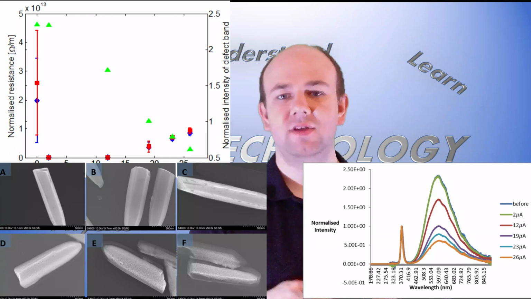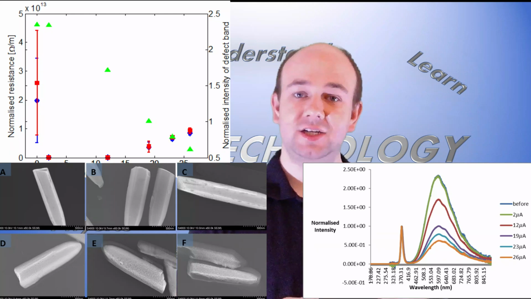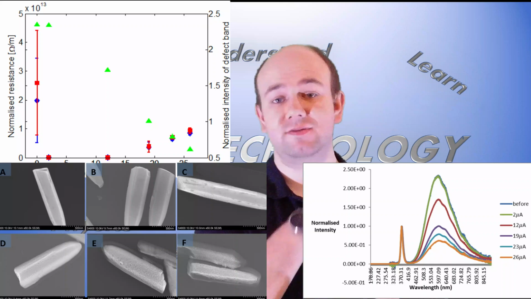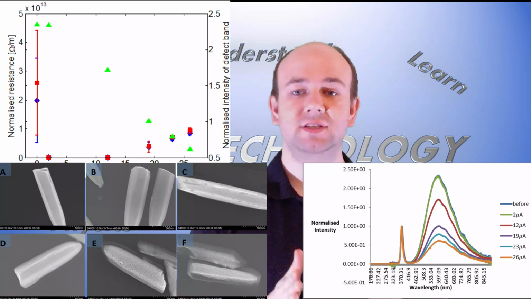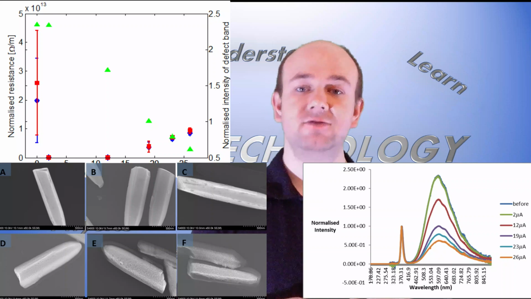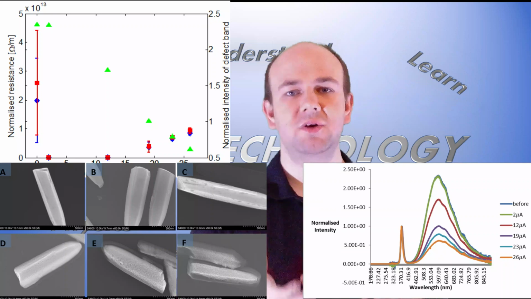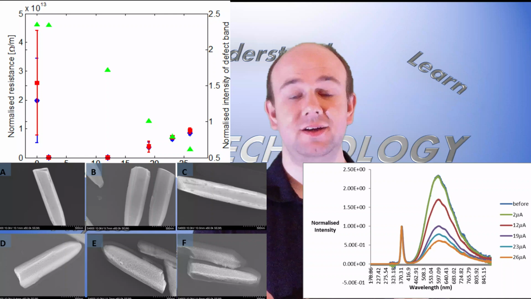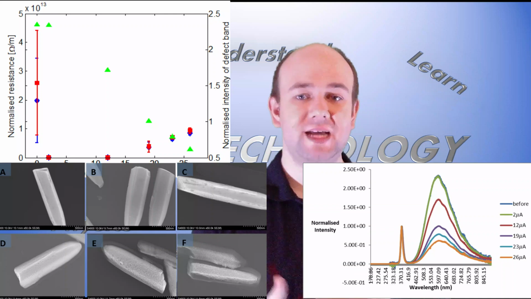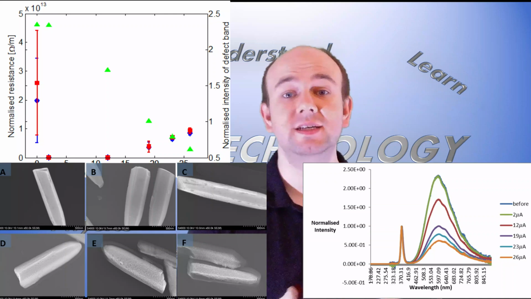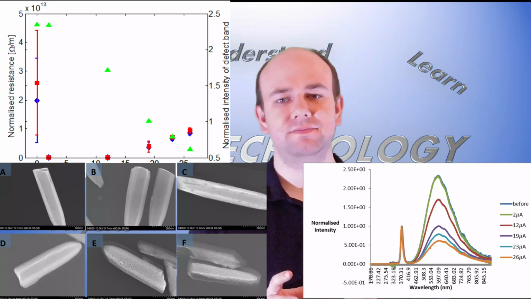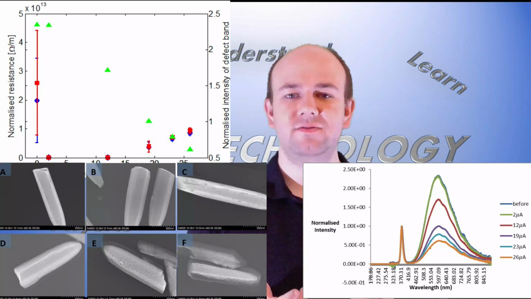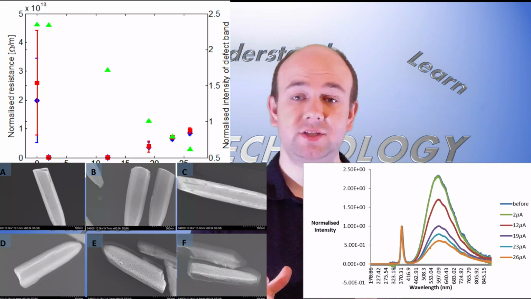And if we look at the PL, the actual number of defects has actually gone down, as you can see in this graph, where we've just overlaid the PL results. The defect peak is decreasing. So what I initially hypothesized was that as you argon bombard, you do damage to the surface, obviously, and this would increase the number of defects, but it's actually gone down. And the reason for this is because we've actually stripped the surface.